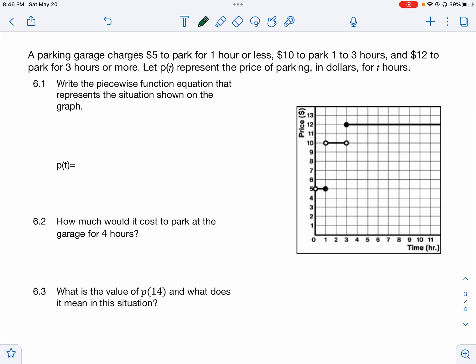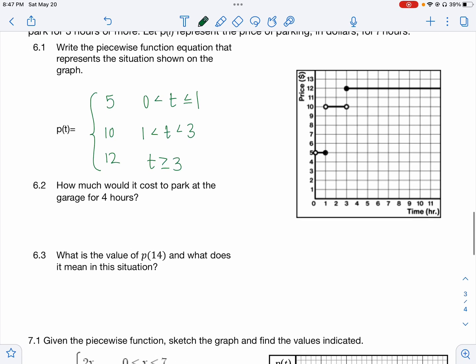Now we've got to write a piecewise function. So we have 3 pieces. Each one is 5, 10, or 12. Now we have to do the domains for each one. So from 0, not included, because obviously you're not going to go to a parking garage for 0 hours. But 1 is included. And then we're going from 1, not included, and 3 is also not included. But then after 3 and above, that is just $12.